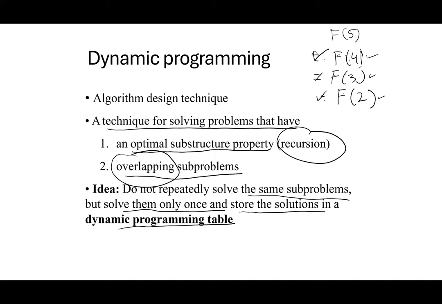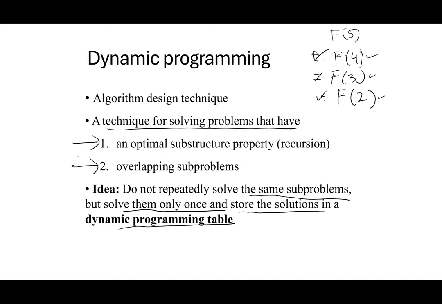So two things. First of all, it has to have an optimal substructure. That means the problem can be defined using recursion. And the second one is overlapping subproblems. That means if we are solving the same thing again and again, if we have overlapping problems, we just want to solve them once and then use the result later. Okay.